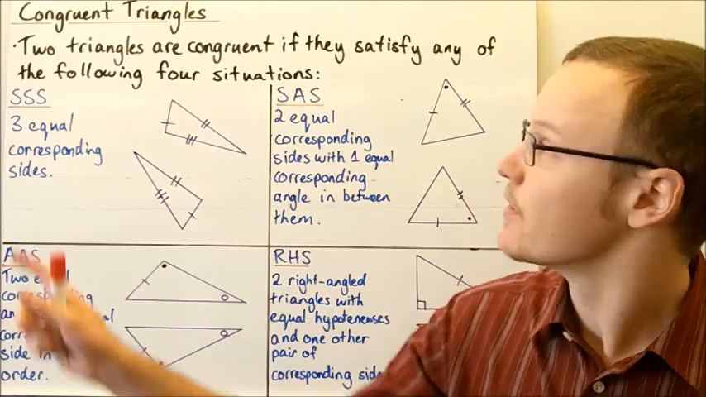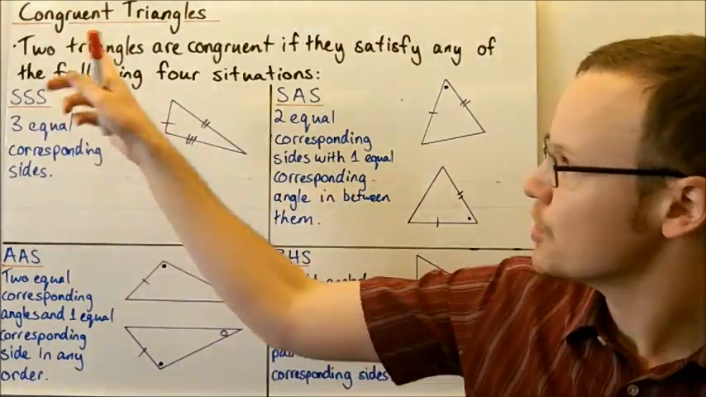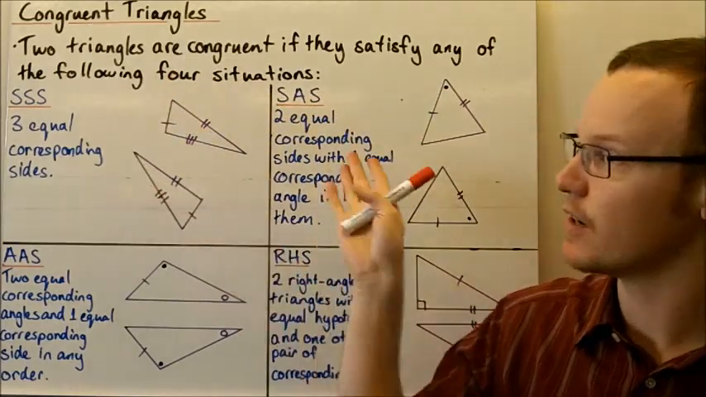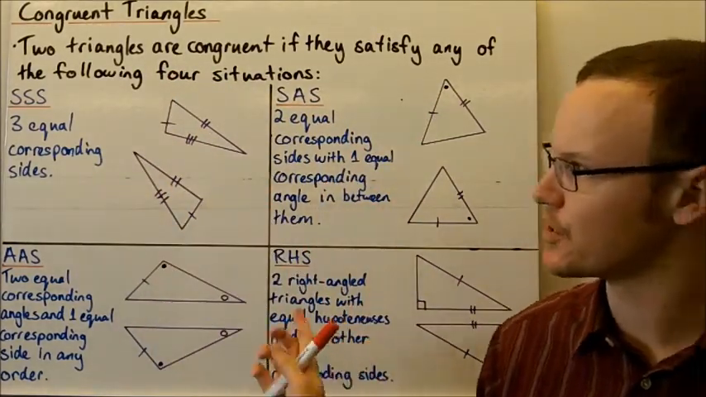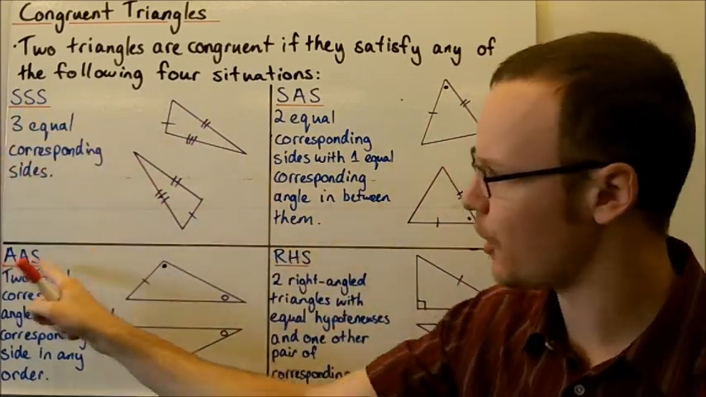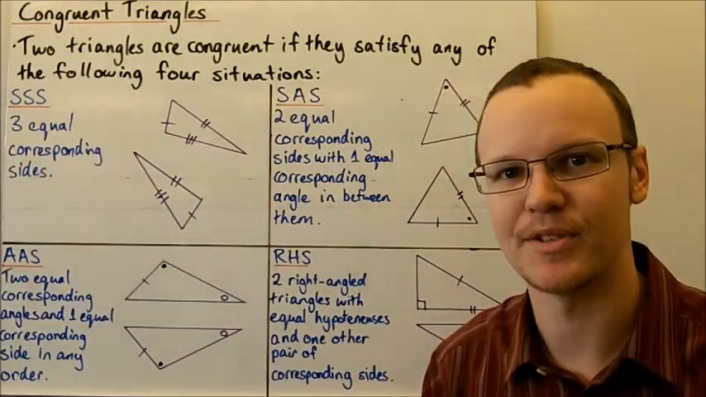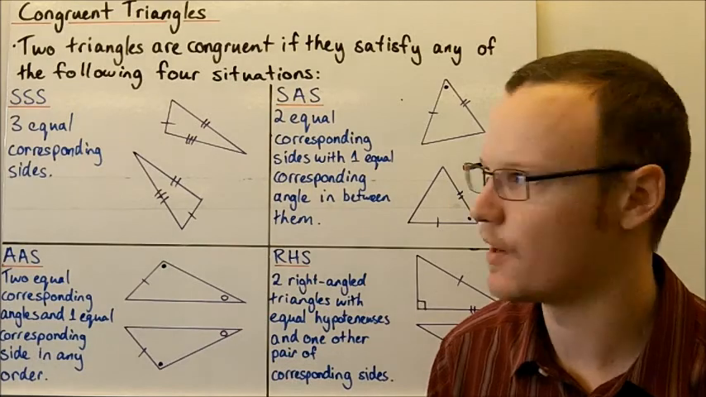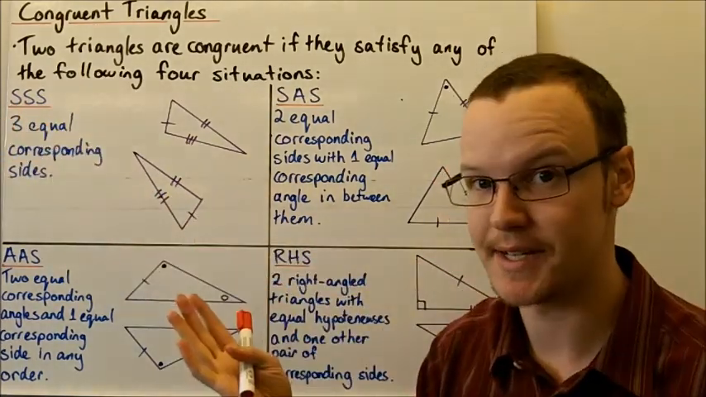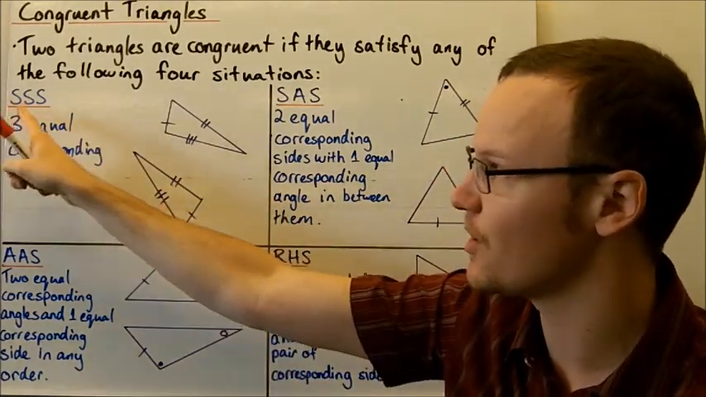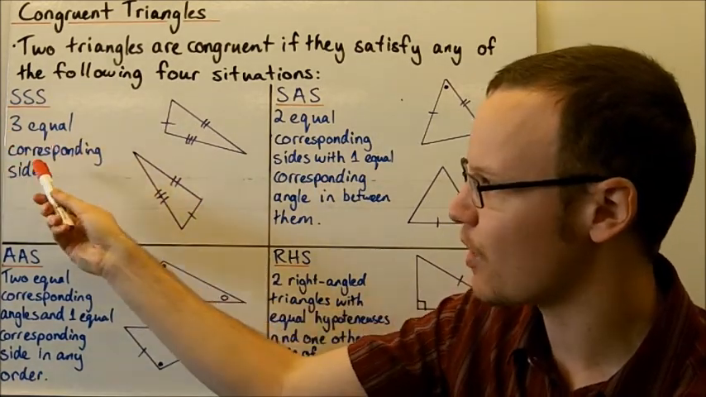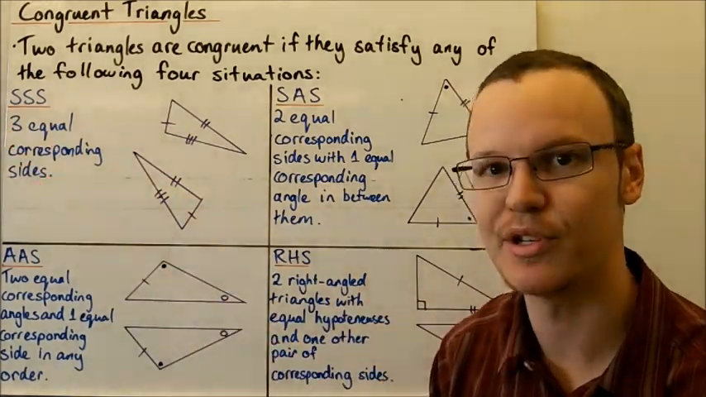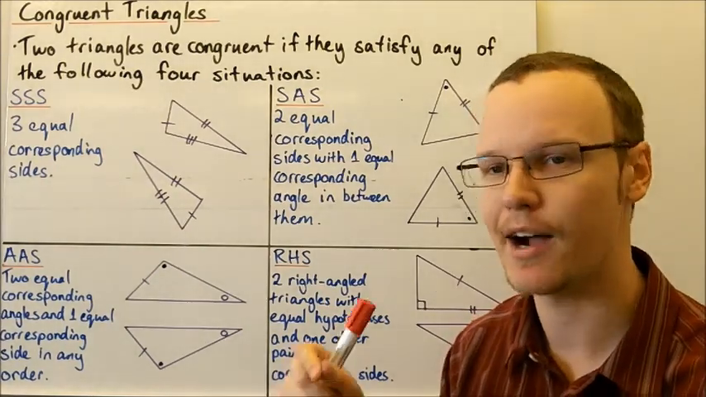Today we're going to look at congruent triangles. Two triangles are congruent if they satisfy any of the following four situations. So we've got the four different situations here, and each one has a different code based on the rule that it follows. The first is SSS, which stands for side, side, side. That means if we've got three equal corresponding sides, then the two triangles are congruent.